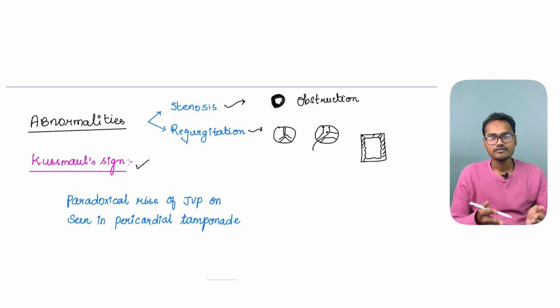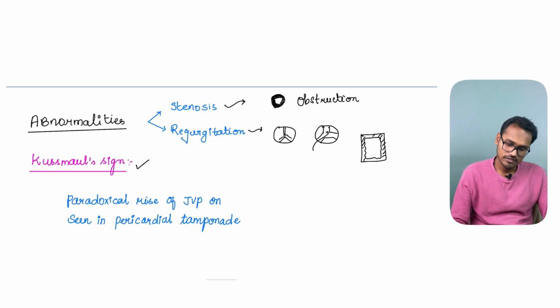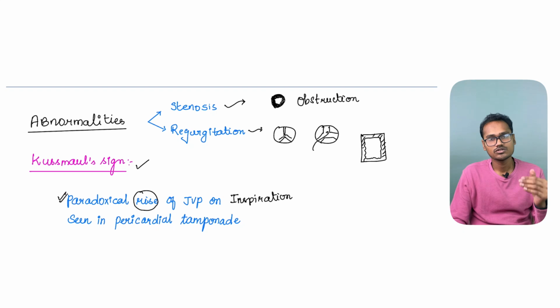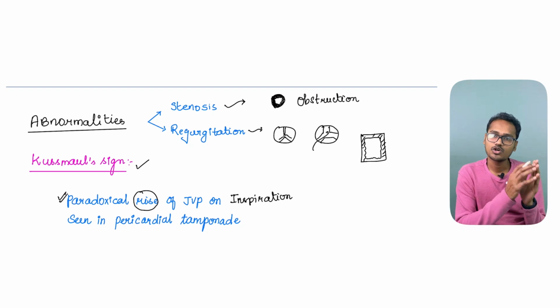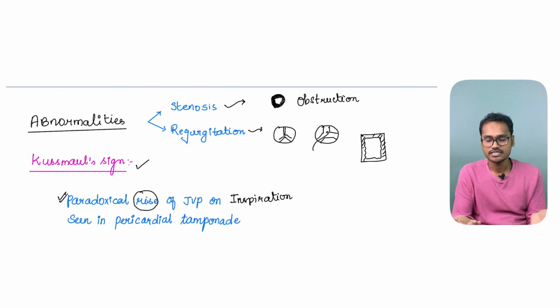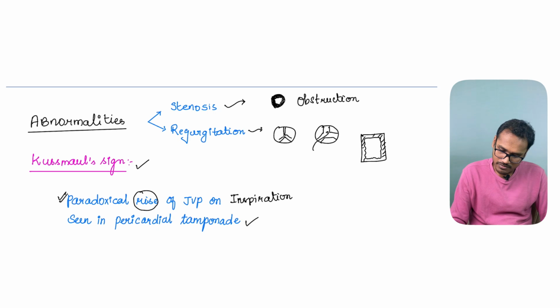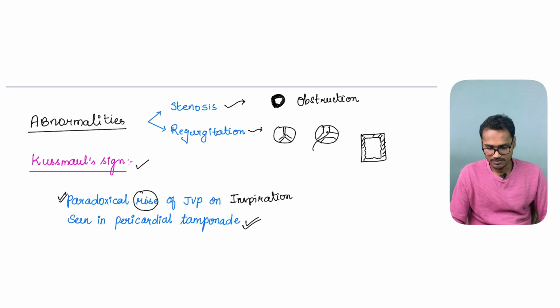So the first abnormality is Kussmaul sign. We saw that whenever there is an inspiration, the JVP falls. But if there is a rise in JVP during inspiration, then that is called Kussmaul sign. It is also called a paradoxical rise, because normally we expect a fall, but here it is rising. This happens in pericardial tamponade condition.